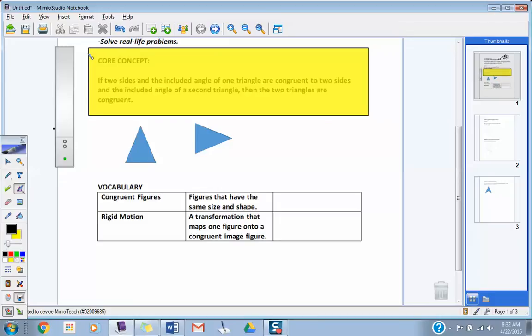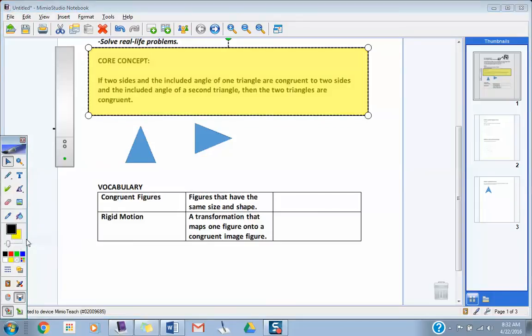It says if two sides and the included angle of one triangle are congruent to two sides and the included angle of the second triangle, then the two triangles are what? Congruent. Okay? Now guys, what they're getting at is this.